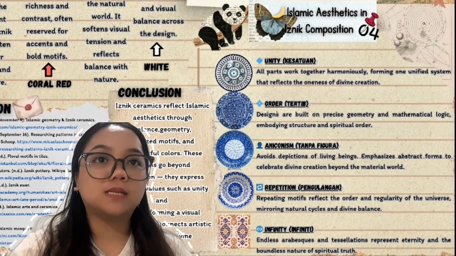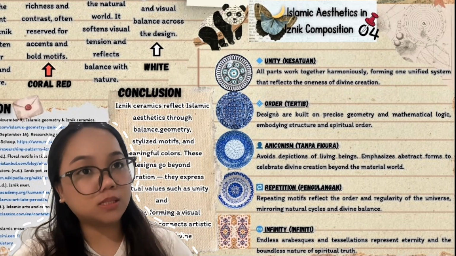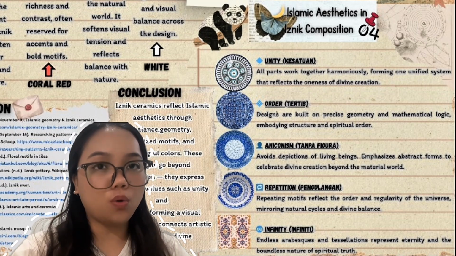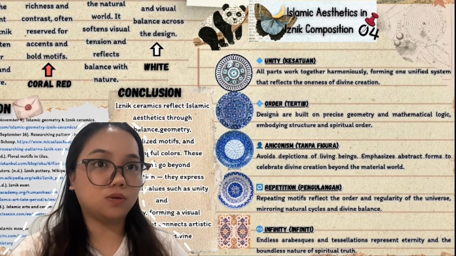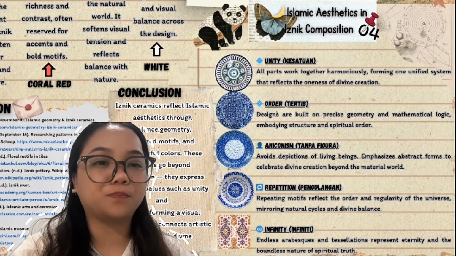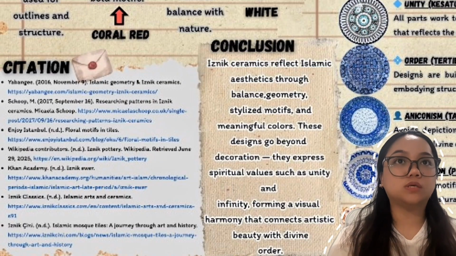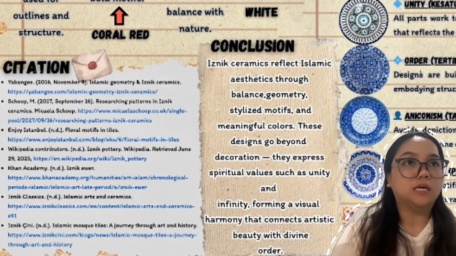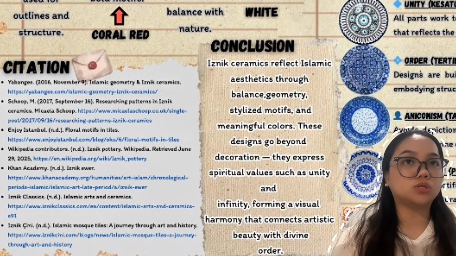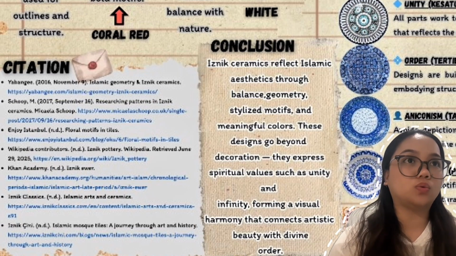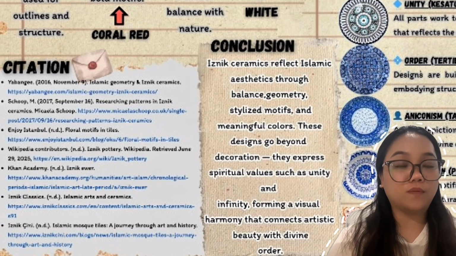Altogether, I designed this infographic to reflect these principles with a clean layout, symmetrical flow, and stylized imagery that speak to the spiritual essence of aesthetic ceramic. So, in conclusion, this infographic presentation has helped me to explore the deeper meaning behind aesthetic ceramic composition, especially how formal design elements are closely tied to Islamic aesthetic values.